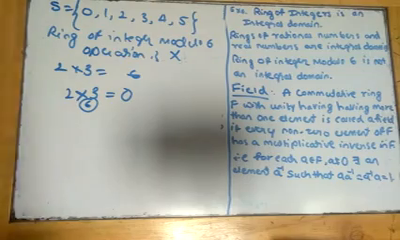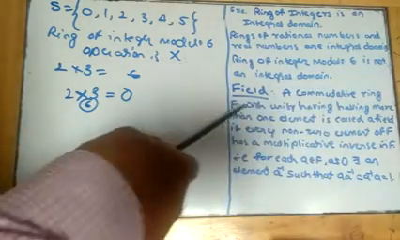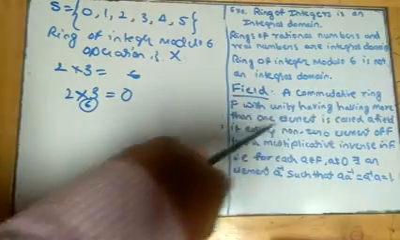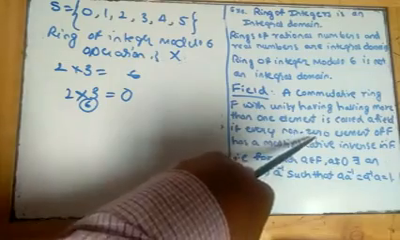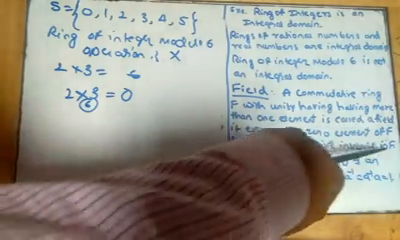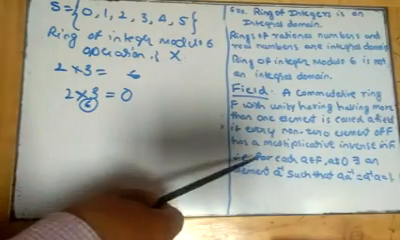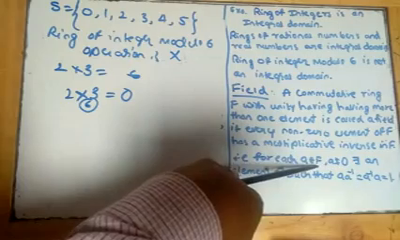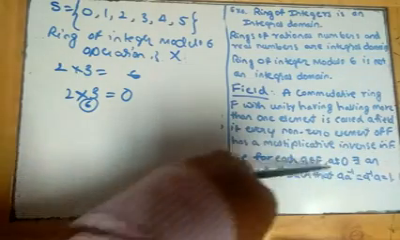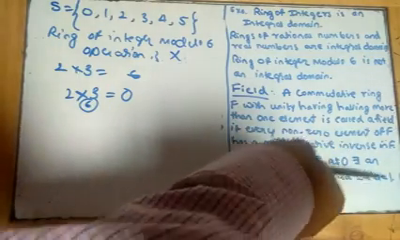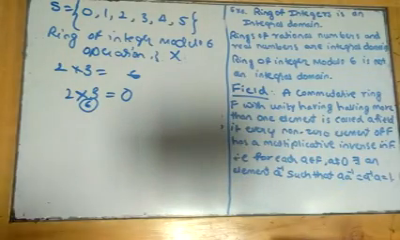Okay, so next we define the term field. A commutative ring F with unity having more than one element is called a field if every non-zero element of F has a multiplicative inverse in F. Or we can say that for each a belonging to F, a not equal to 0, there exists an element a inverse such that a into a inverse equals a inverse into a equals 1. If this condition is satisfied, then the commutative ring with unity is called a field.